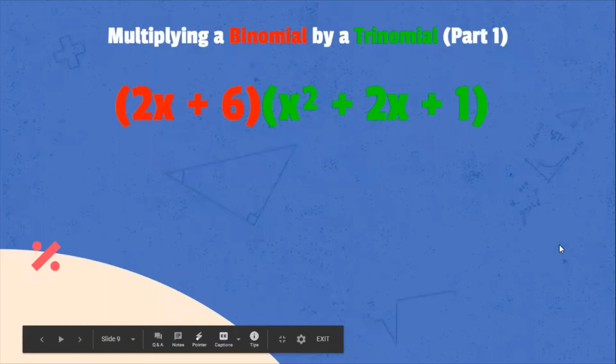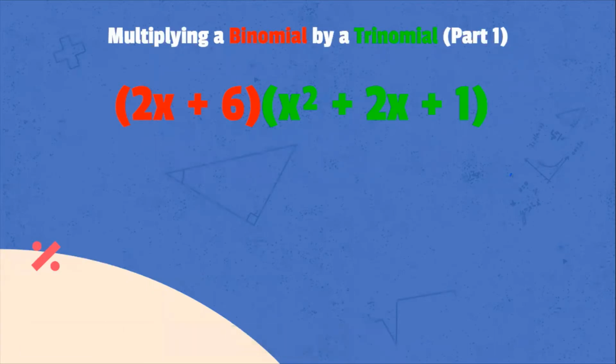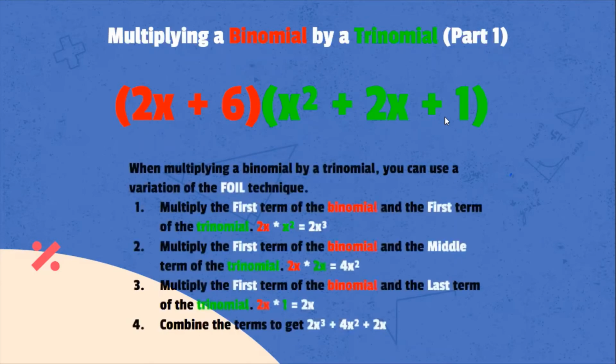The third problem we'll be solving today is multiplying a binomial by a trinomial. In this problem, our binomial is 2x plus 6, and our trinomial is x squared plus 2x plus 1. So similar to how we multiplied the binomials, we're going to use a variation of the FOIL technique. First, we're going to multiply the first term of the binomial and the first term of the trinomial, and we would get 2x cubed. Then we'd multiply the first term of the binomial and the middle term of the trinomial, and that would get us 4x squared.